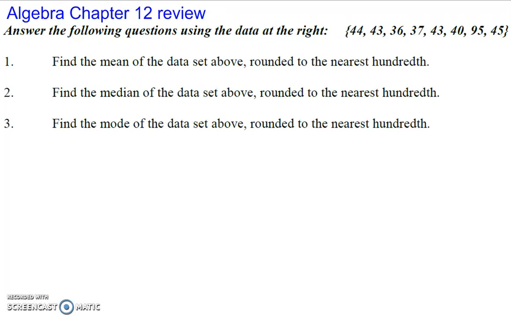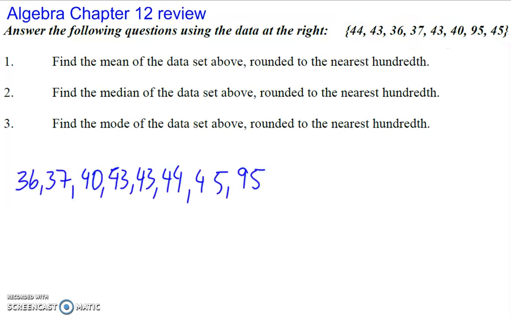Alright, here we go. So, Algebra 1, Chapter 12, review. Number 1, find the mean of the data set above, rounded to the nearest hundredth. So the first thing I do if I have a data set, if I'm looking for mean, median, and mode, it can never hurt to put those in order first. So that's the first thing I do. Took the liberty to do that off camera, so there it is.